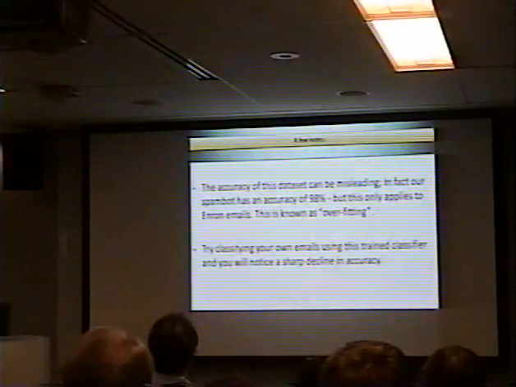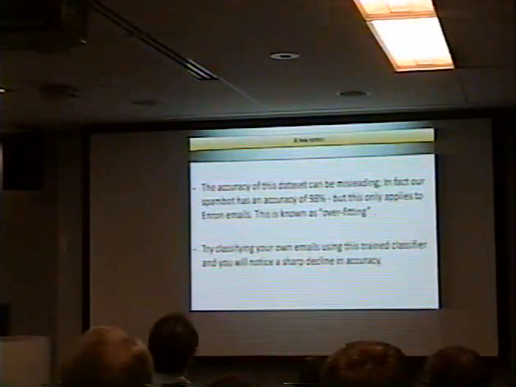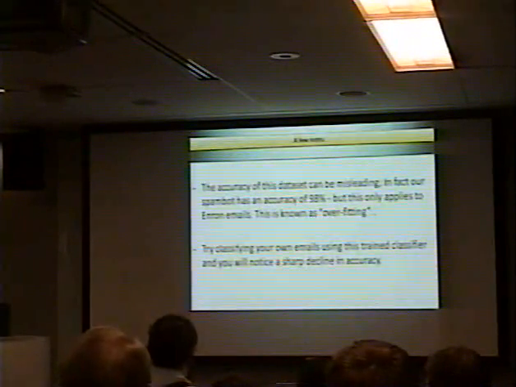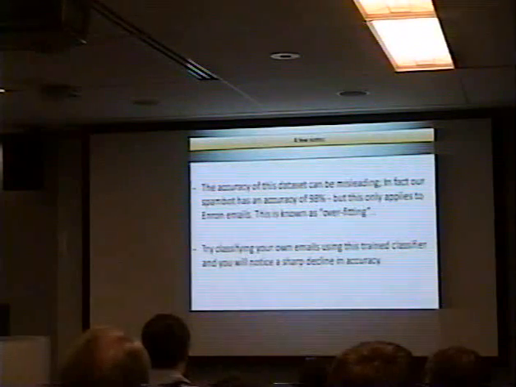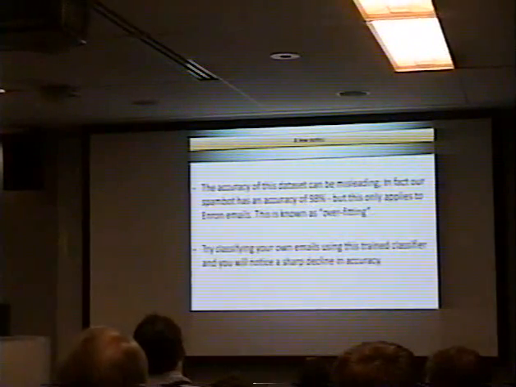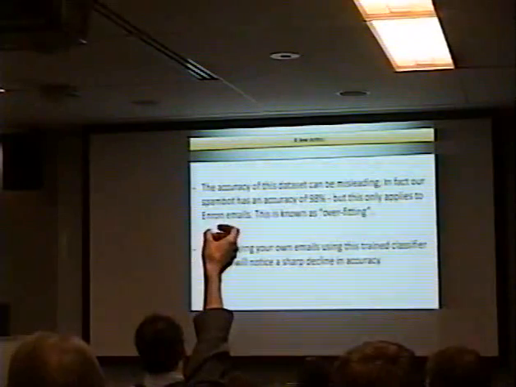It's a kind of paradox called overfitting, where this classifier is so fit to do Enron emails. It's so specific to classifying Enron emails.